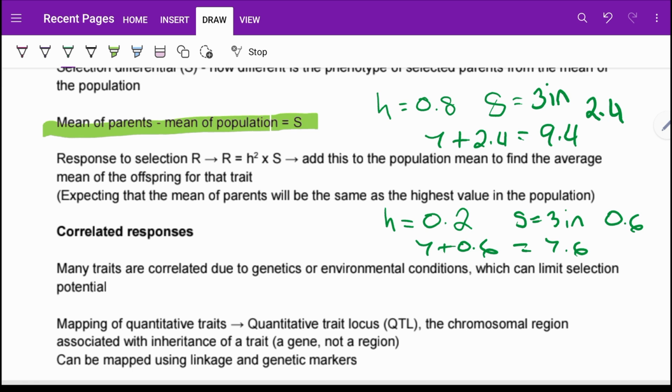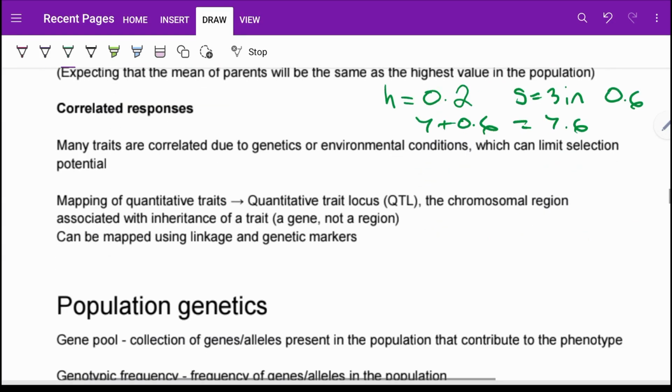So you can see how our narrow sense heritability really impacts how the offspring will turn out from a cross of two parents that might both have good traits we were really looking for, but it depends on the narrow sense heritability whether that will actually pass on to the children or not. We have correlated responses. So many traits are correlated due to genetics or environmental conditions, which can limit the selection potential. That's like if corn ear length is correlated with root length of the corn because, I don't know, larger roots equal more nutrients or something like that. This is all made up.